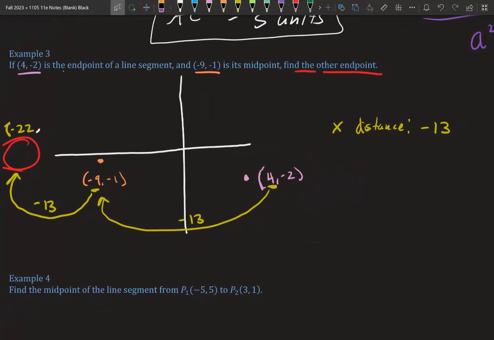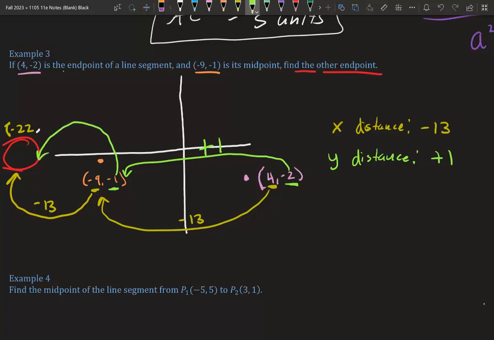Now we do the same thing but with our y's. So for our y distance, we go from -2 to -1. So from here to here, we actually plus 1. That means from here to here is going to be plus 1. So -1 plus 1, we get 0. That means the endpoint is -22, 0. And that supports where it should be.